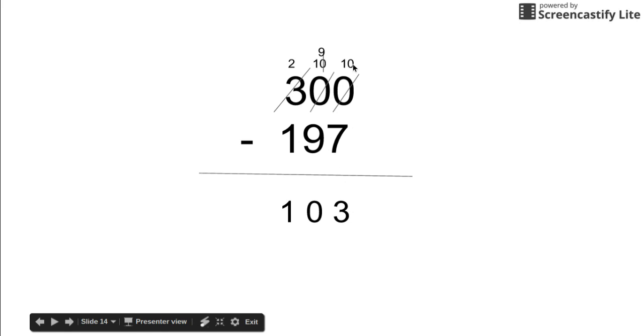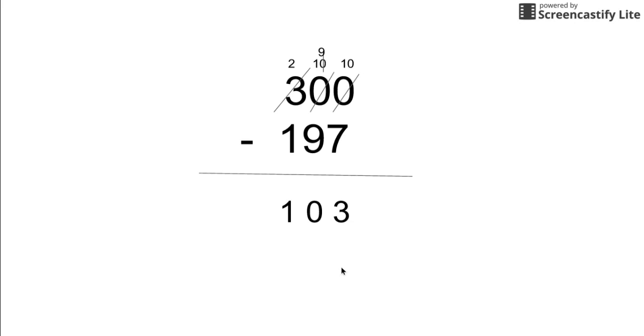I have 10 ones, and I can take away 7 ones, which leaves me with 3 ones. I had 9 tens. I'm taking away all 9 of those tens, which leaves me with 0 tens. I had 2 hundreds. I'm taking away one of those hundreds, which leaves me with 103.